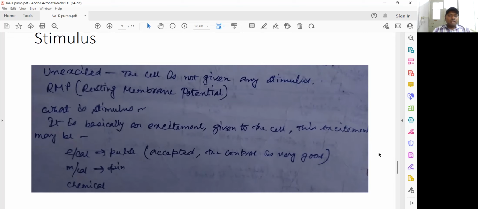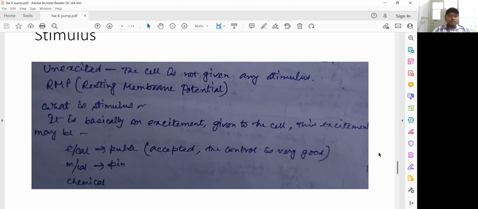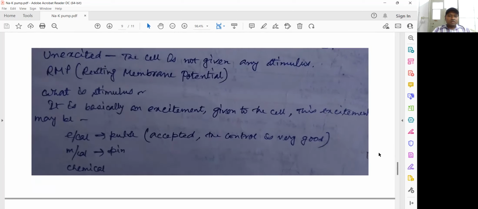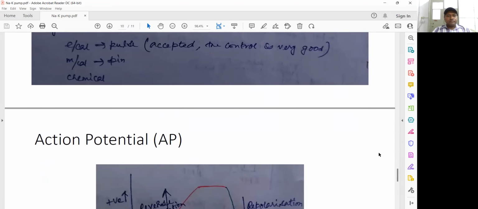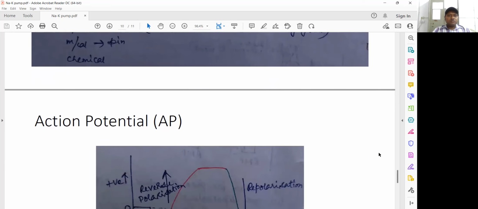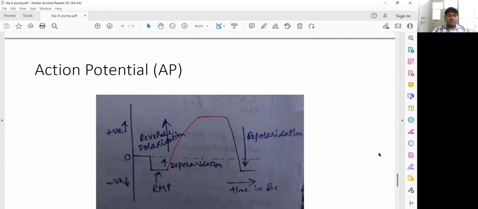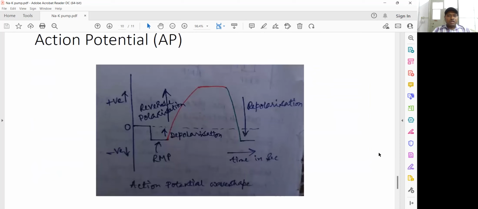Okay, and in chemical it is also not possible to control in a very controlled way. Okay, so we will give some electrical stimulus towards the cell. Now after giving these particular electrical pulses, let us see how the RMP, or that particular 90 millivolt, is changing.